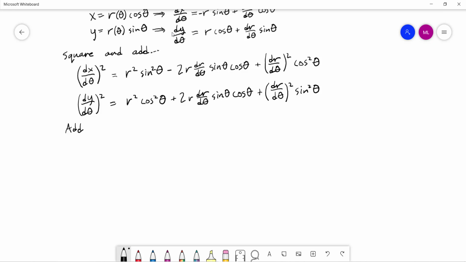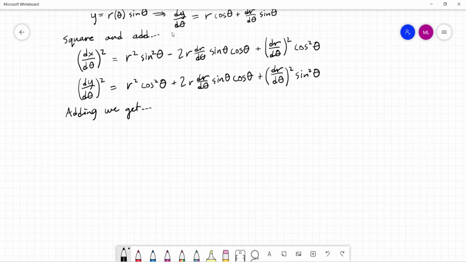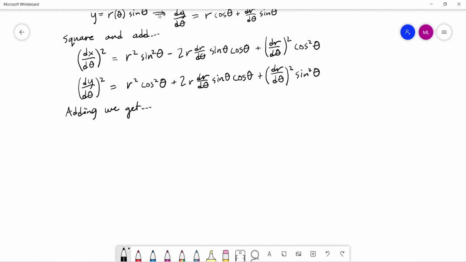So adding, we get a bunch of things. So I'm going to collect these terms together. I'm going to get an r squared times a sine squared of theta plus a cosine squared. I'm going to add these 2 terms together. And what happens to them? 0. They cancel each other out.